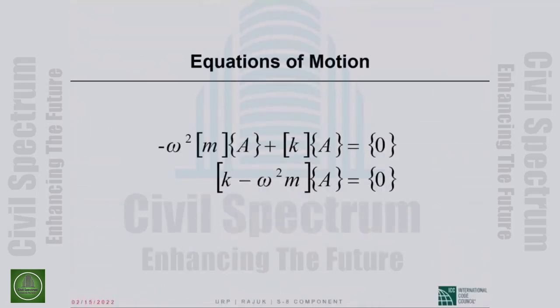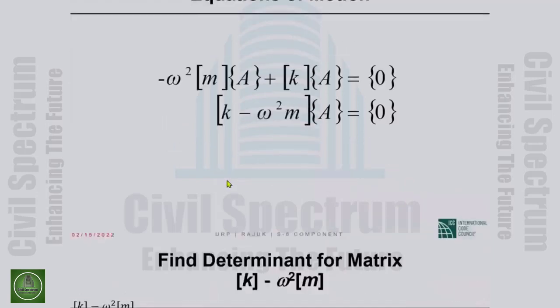If we substitute for the accelerations and the displacements, the displacement term is k times a, and the acceleration term is negative omega squared m times a. Since the right hand side is 0, the sine omega t does not have any significance. So if we rewrite it, k minus omega squared m, this is a matrix, times the vector of amplitudes is equal to the null vector.